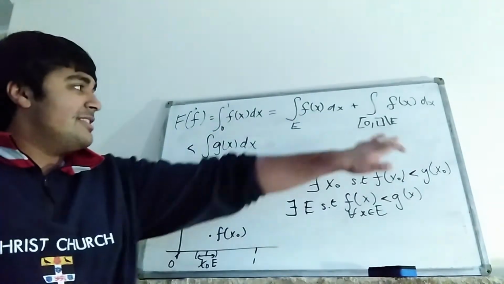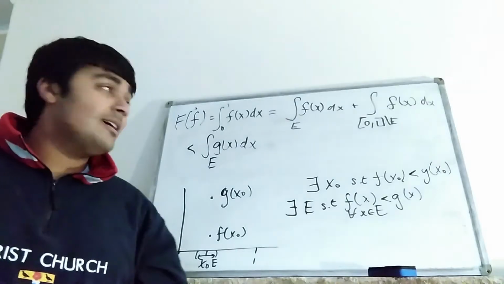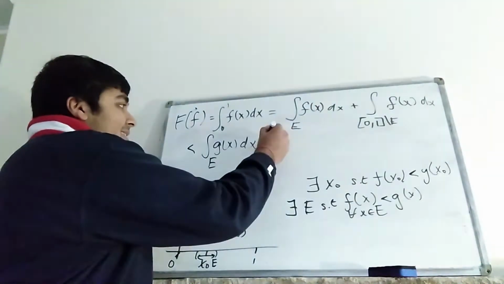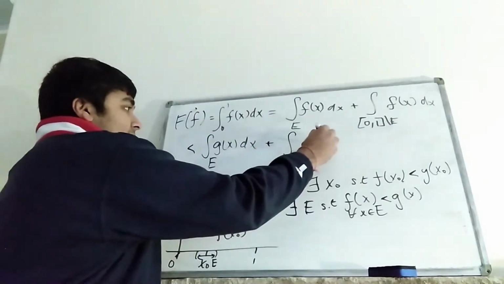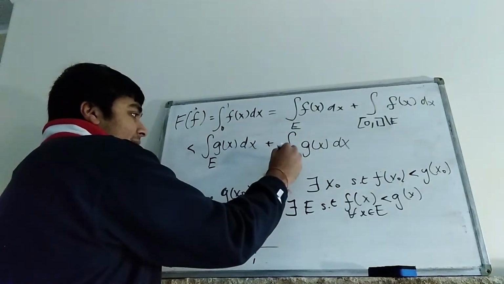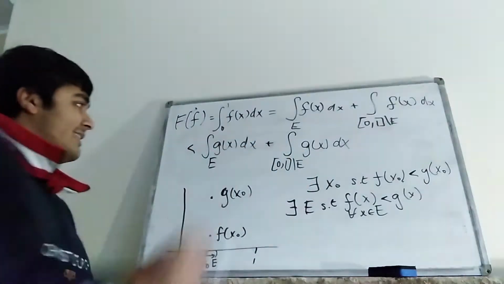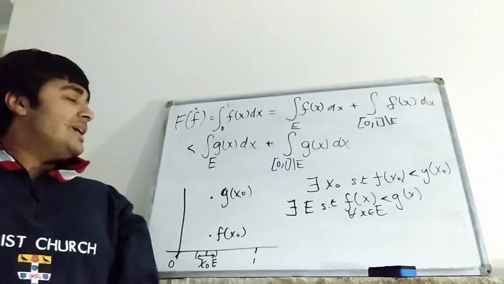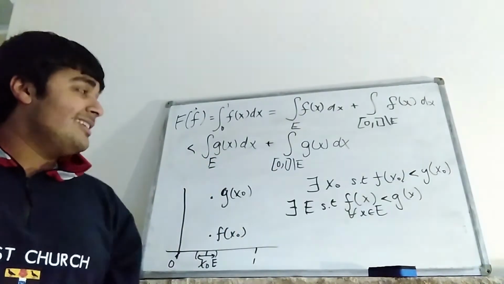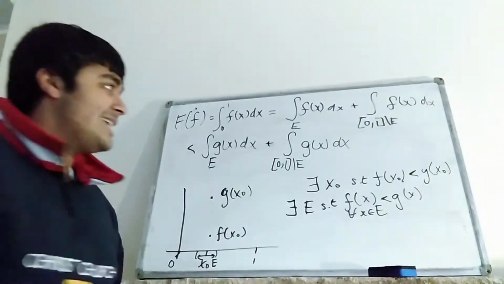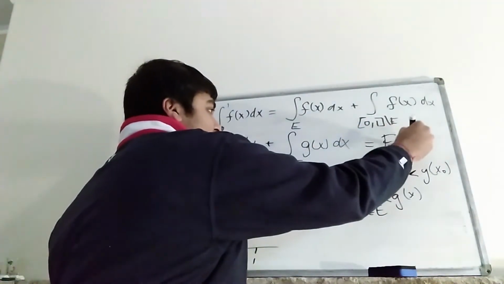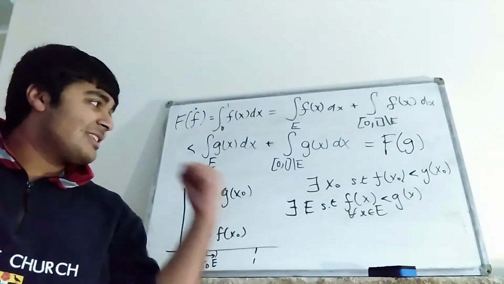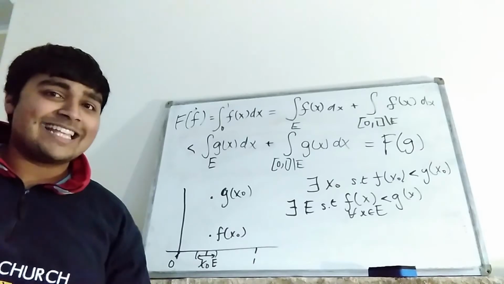And on this other set, the complement of E, we don't know if f is strictly less than g, but we do know that f is less than or equal to g. So this thing here is less than or equal to the integral of g of x dx on 0, 1 without E. Combining these two sets, we get the interval 0, 1, so the integral from 0 to 1 of g of x dx, but that is precisely just capital F of g. So we have that capital F of f is strictly less than capital F of g, so that solves the first part. Now let's move on to the second part.